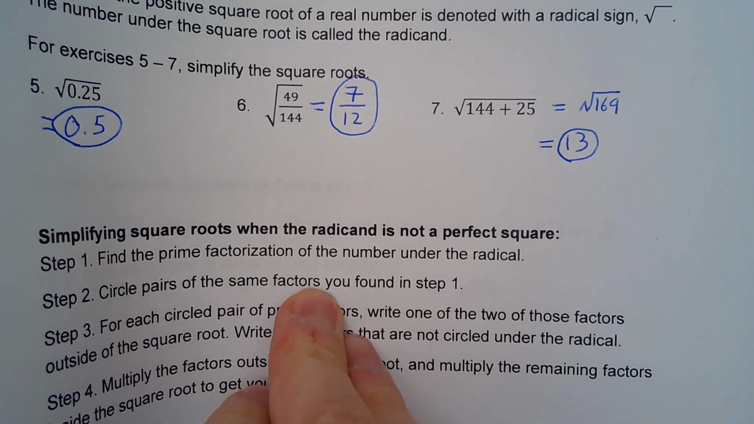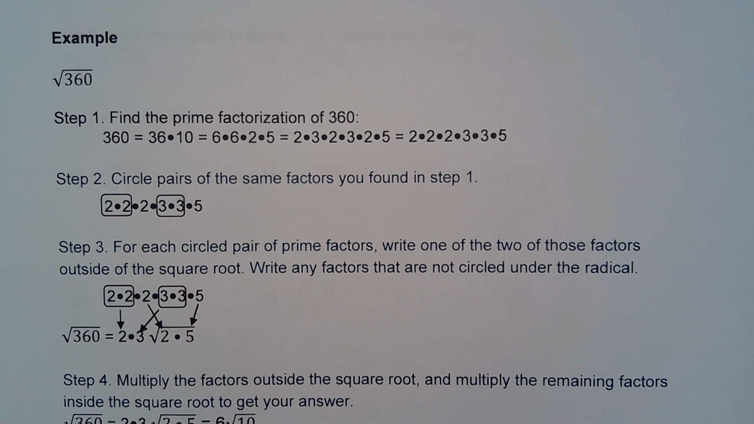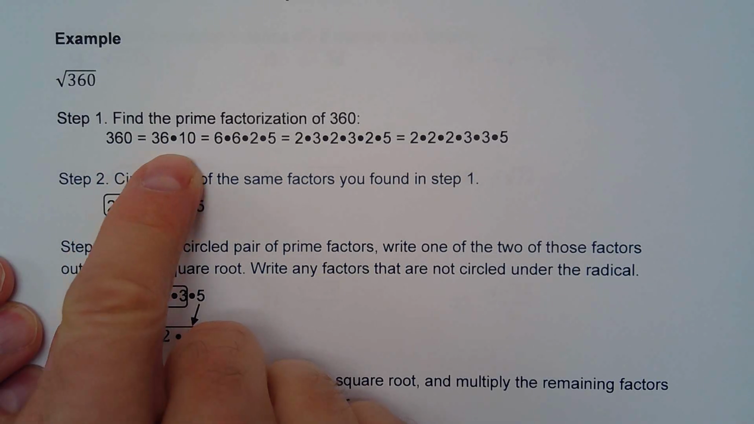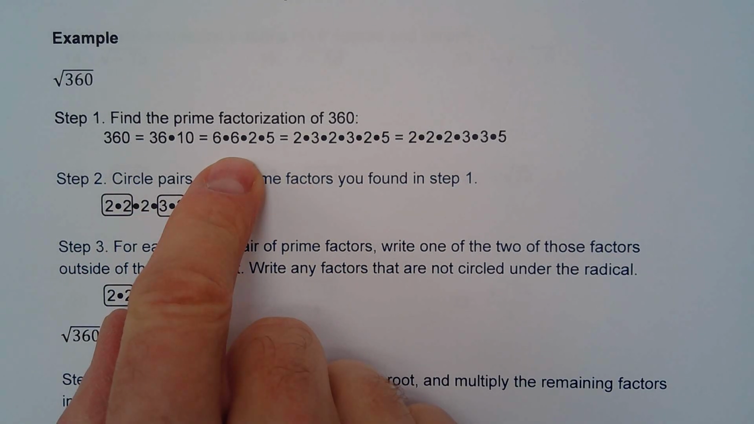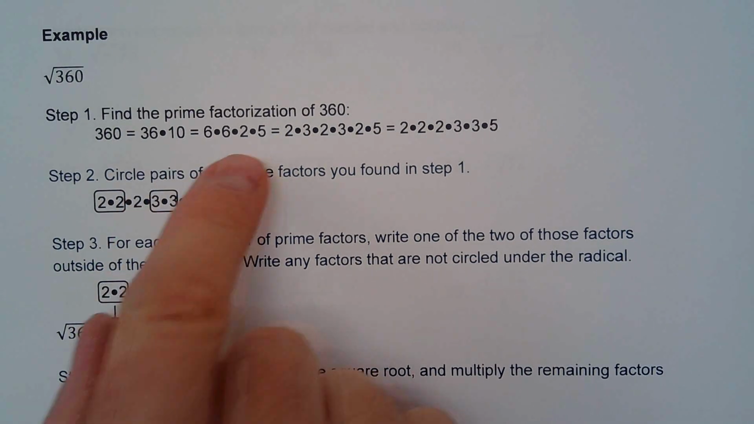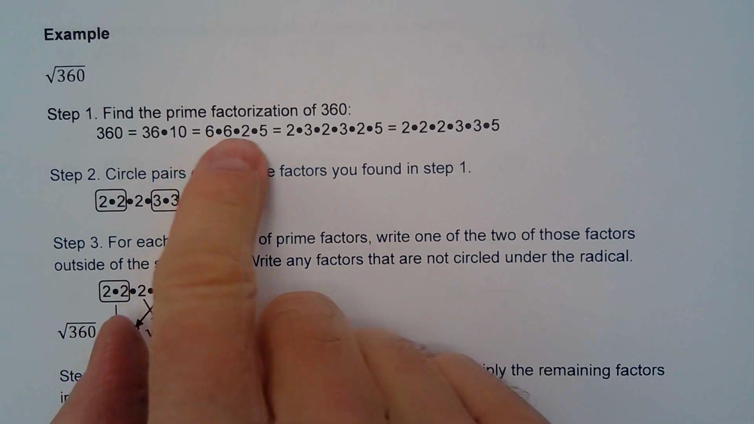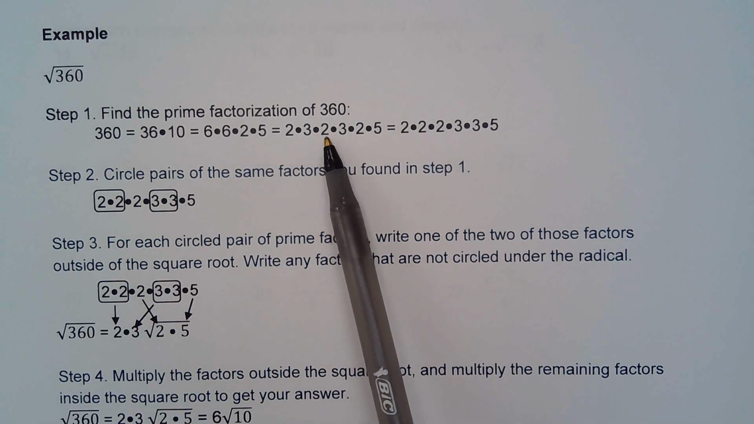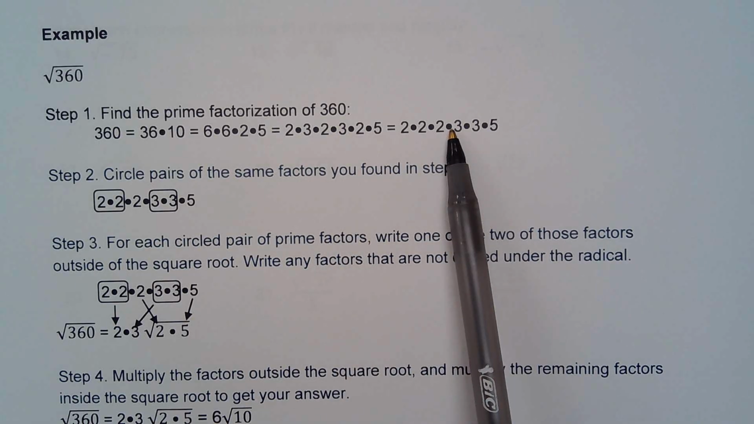So if we turn the page, they have an example. We have the square root of 360. Well, 360 is the same thing as 36 times 10. 36 is 6 times 6. 10 is 2 times 5. And then each of those 6's, well, 6 is 2 times 3. So if we count here, we've got 1, 2, 3 factors of 2. We have 1, 2 factors of 3, and a factor of 5.